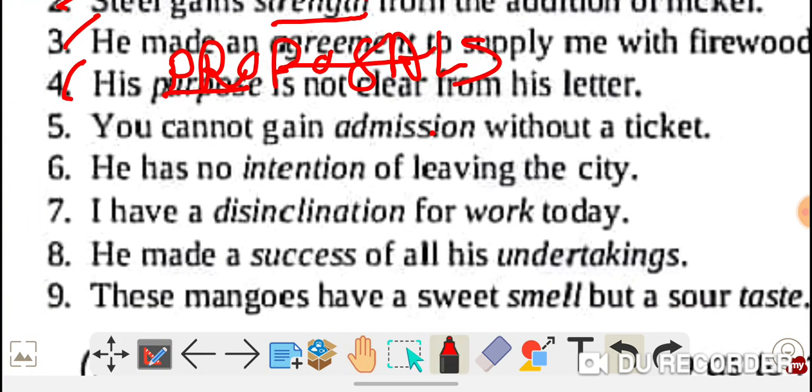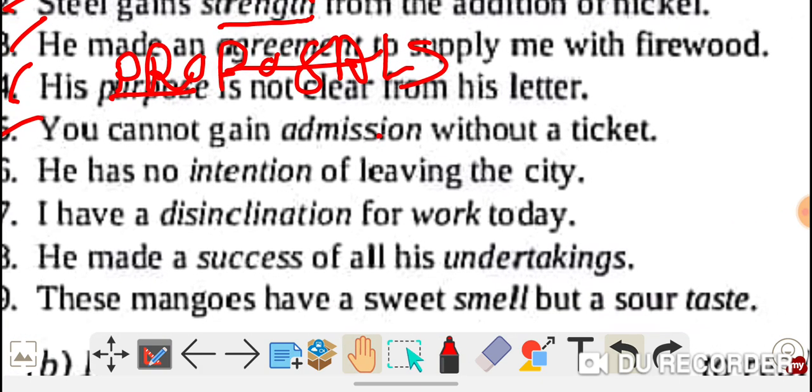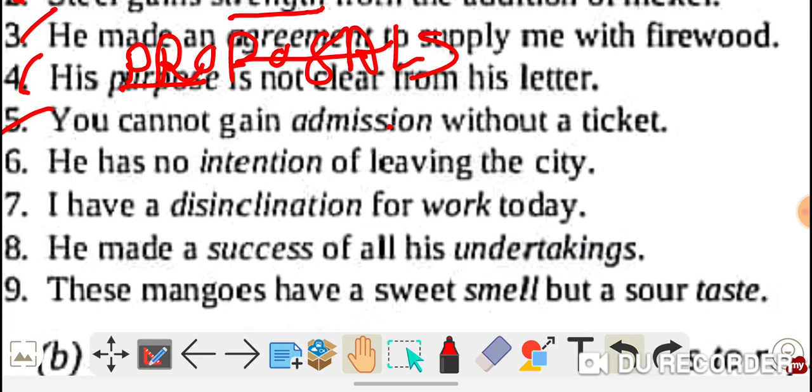Number 5. You cannot gain admission without a ticket. So admission is a noun form. So what is the verb form? Admit. So the answer is, you cannot be admitted without a ticket.